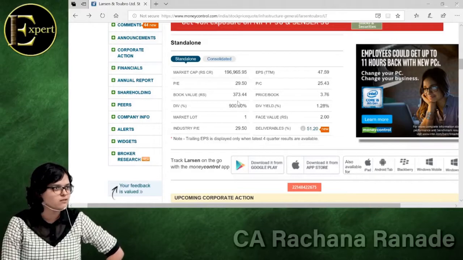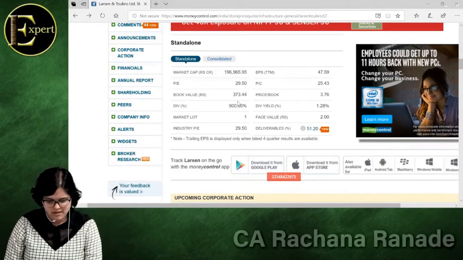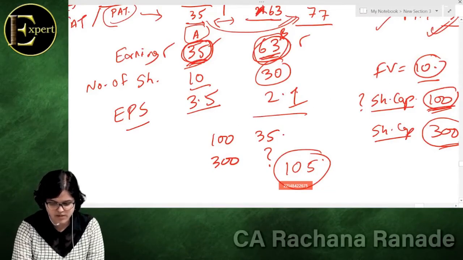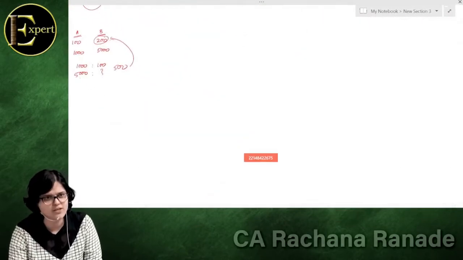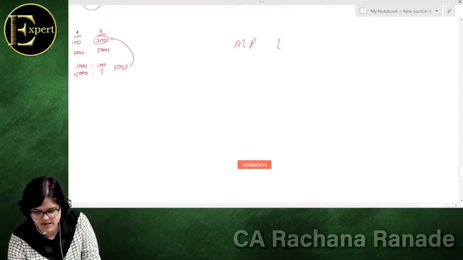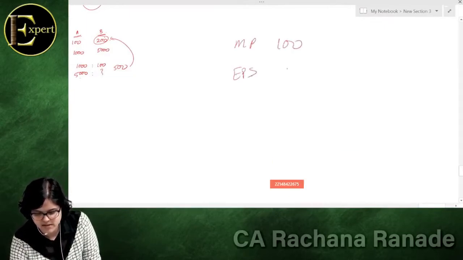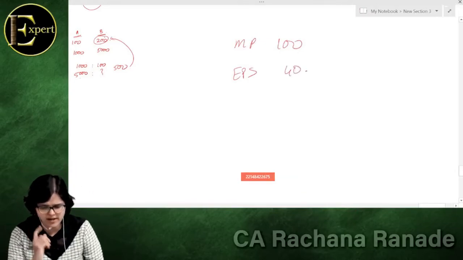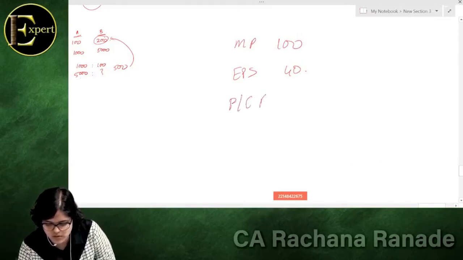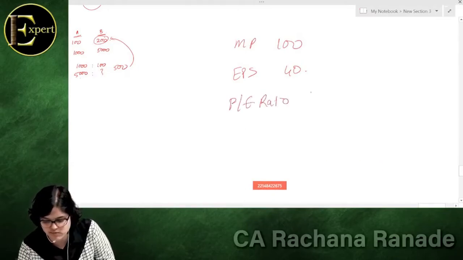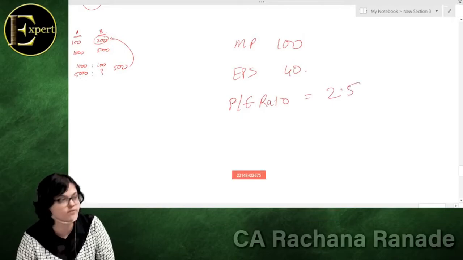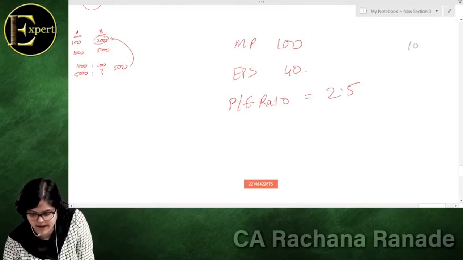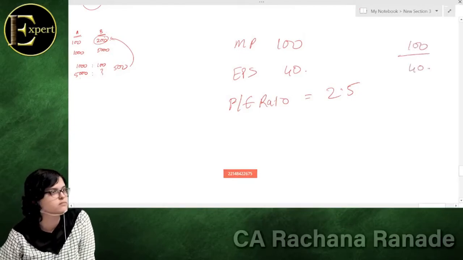Is this okay? Simple now? Yes. A very basic example. If I say that the market price per share, with 100 I'll take. Market price per share is 100 and its EPS is 40. EPS is 40. Quickly tell me how much is PE ratio? Everyone, PE ratio is 2.5, na? How 2.5? What is the ratio? Market price divided by earning per share. That will come to 2.5.